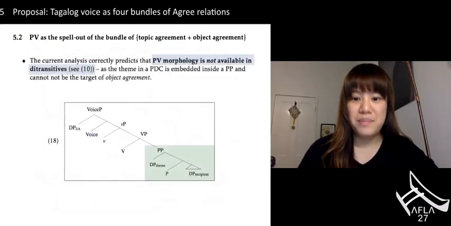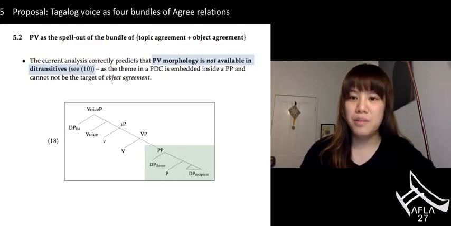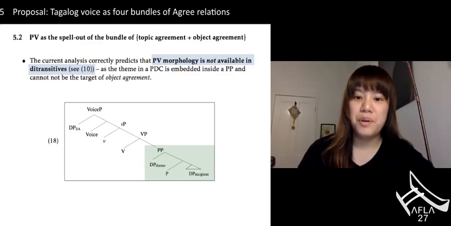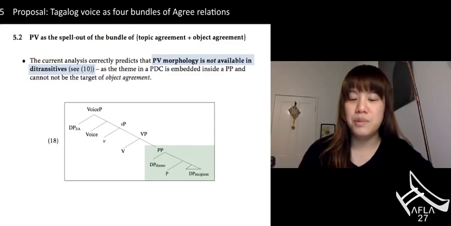And this current proposal also offers a neat account for the fact that patient voice is not an option in prepositional datives, simply because both arguments inside a prepositional dative, both the theme and the recipient, are merged inside a PP, which is consistent with the fact that object agreement can't probe into prepositional phrases.